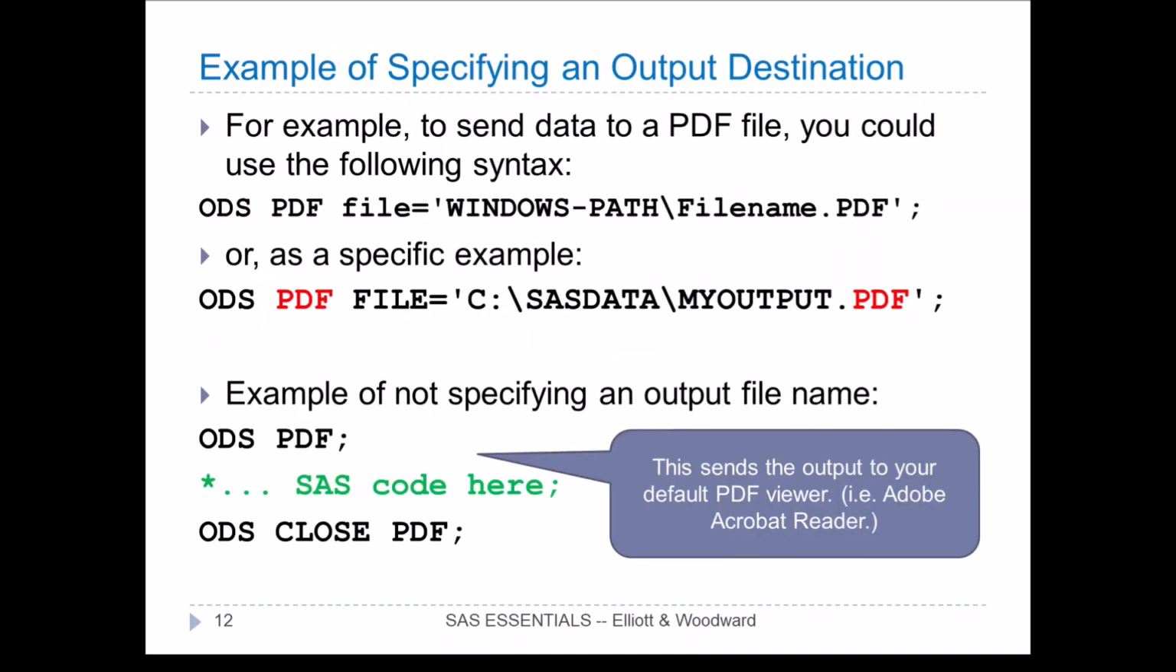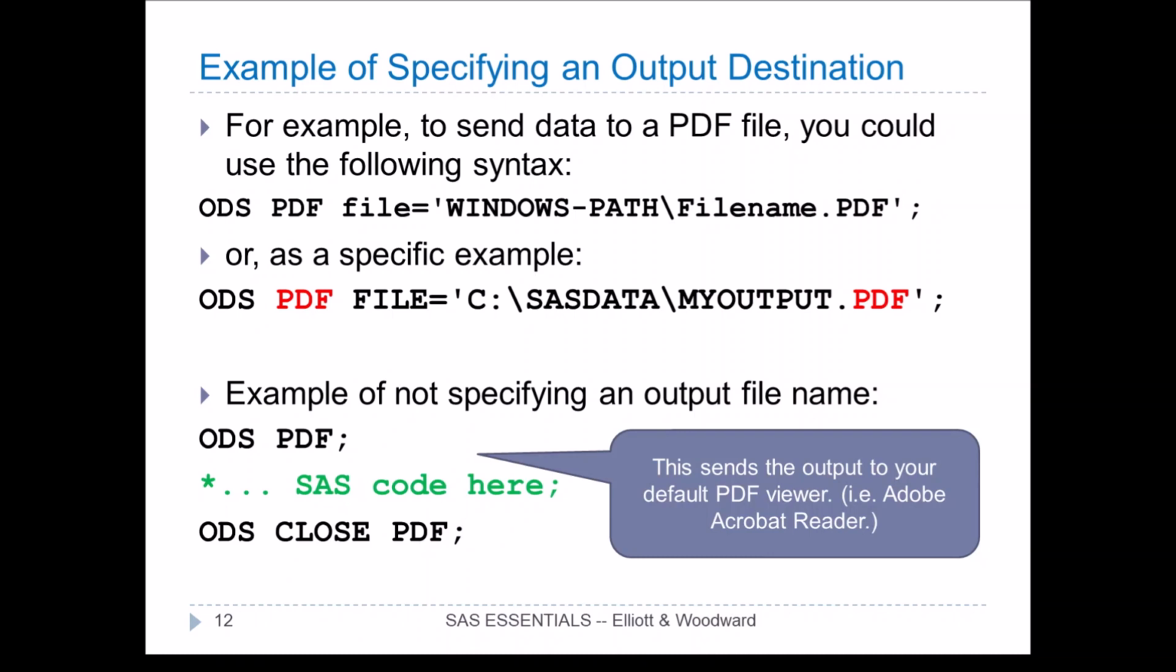All right, so let's look at an example of an output destination. For example, to send data to a PDF file, you could use the following syntax: ODS PDF file equals whatever file name we want it to go to. In this case, some Windows path, filename.pdf.